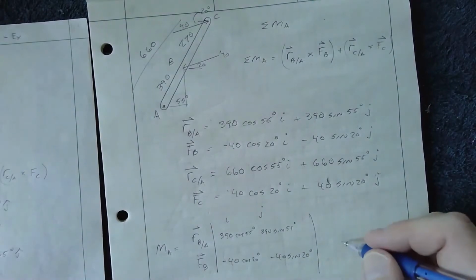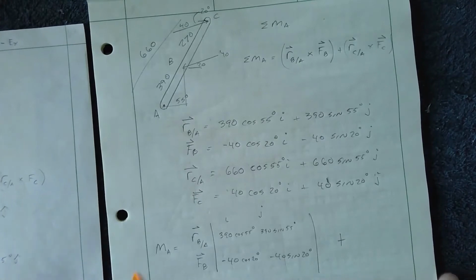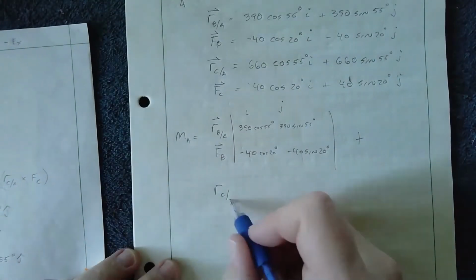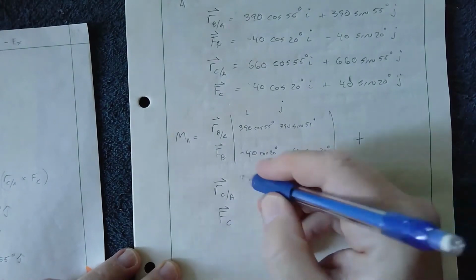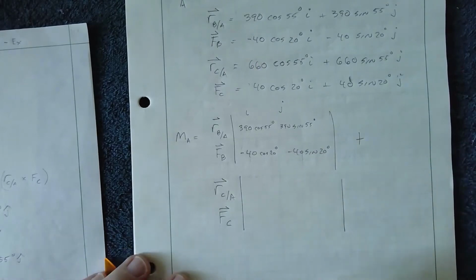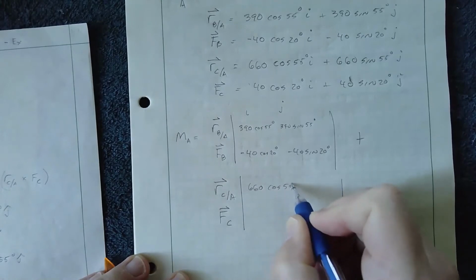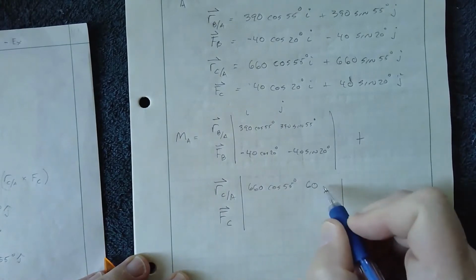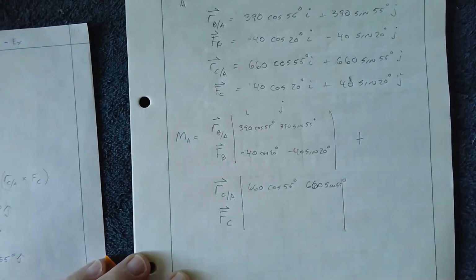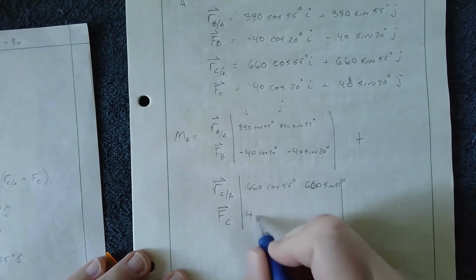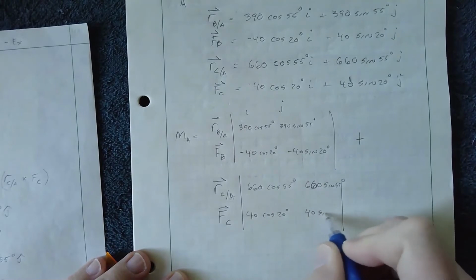And then we'll do the same thing, plus, and then the other one will have R_C relative to A. Sorry about that. And F_C. 660 cosine 55 degrees, 660 sine 55 degrees. All right. And then 40 cosine 20 and 40 sine 20.